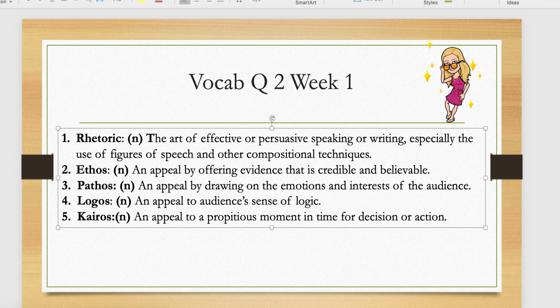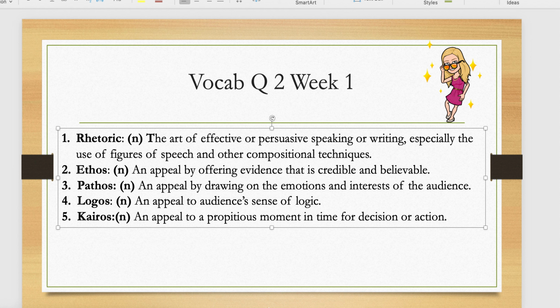Pathos is an appeal by drawing on the emotions and interests of the audience. Pathos is a noun because it is an appeal, and in this appeal, it is drawing on people's emotions or connecting into the audience's interest. Okay? Logos is also a noun, and it's the appeal to an audience's sense of logic. Logos means something is logical.